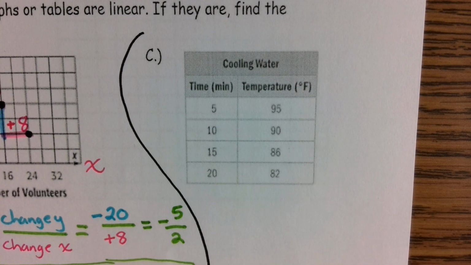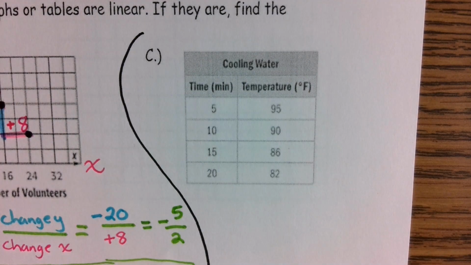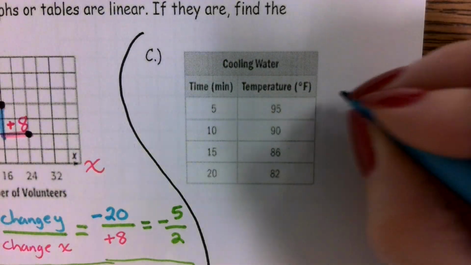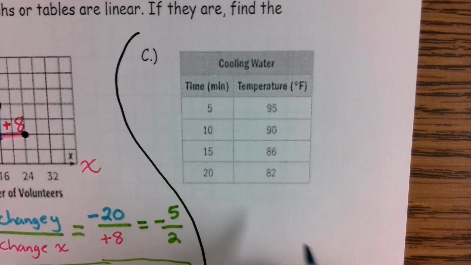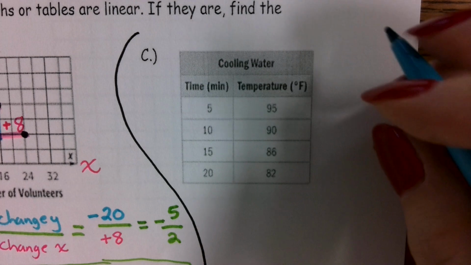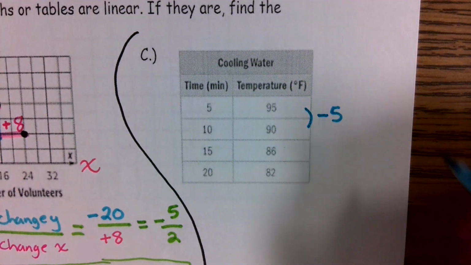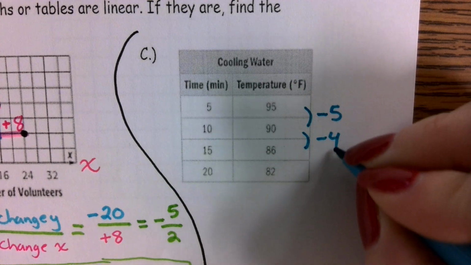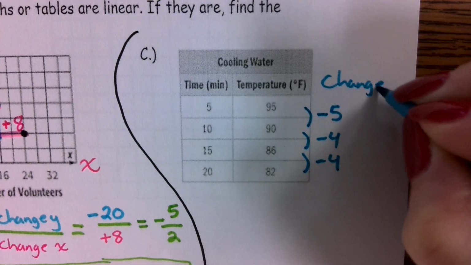Let's take a look here. So the first thing that we want to identify when we're trying to see if there's a constant rate of change is we want to identify the change that's occurring in the y. So who can tell me what is occurring here with the change of the y's? Armando? Okay, minus 5. Minus 4. And then minus 4. Okay, so this is the change that is occurring in the y.